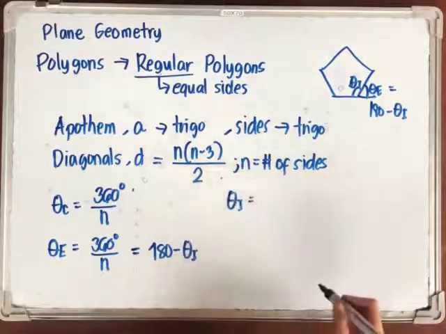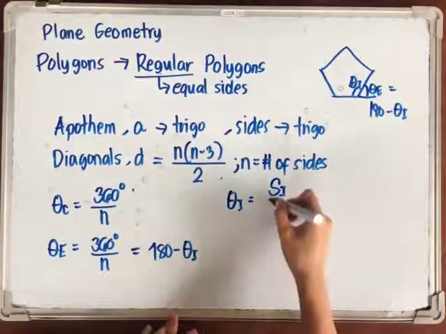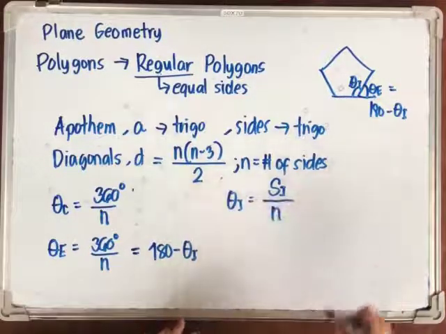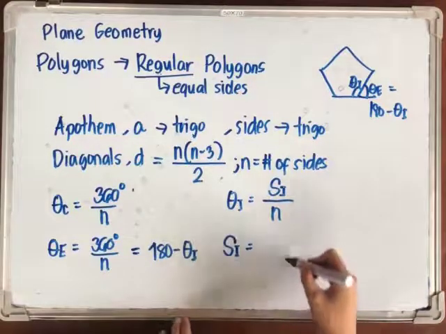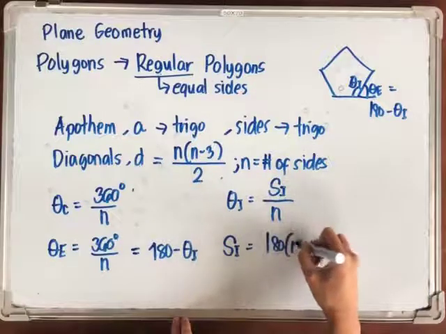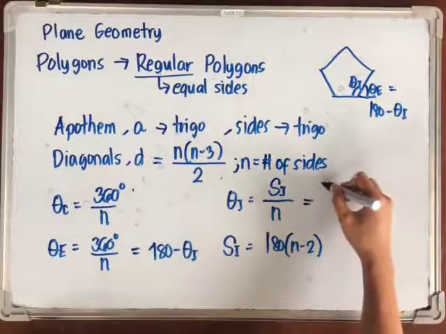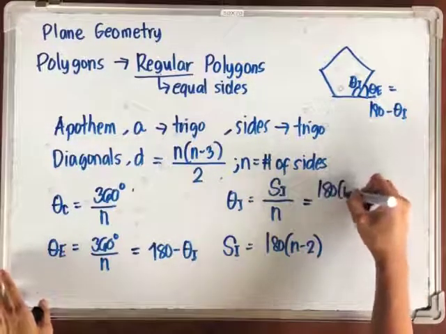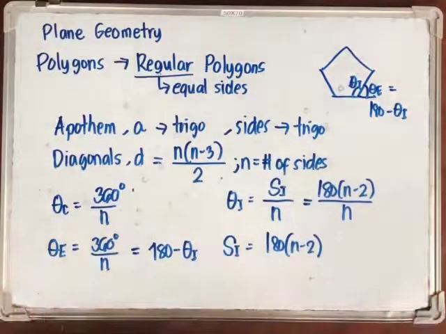How about yung theta sub I mismo? Okay, you get it by getting the sum of the interior angles, let's put it as S sub I, divide mo siya by the total number of sides. And your S sub I, the sum of interior angles natin, is actually 180 times n minus 2. Okay? So basically, this would be 180 times n minus 2 divided by n. Okay? Yan yung mga formula na kailangan natin for basic polygon, regular polygon problems na ma-encounter natin for today.